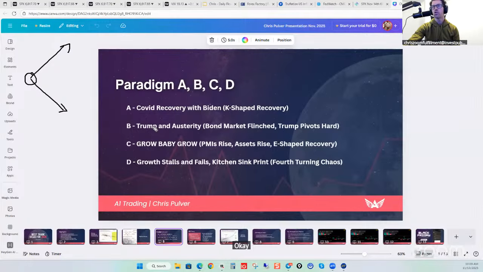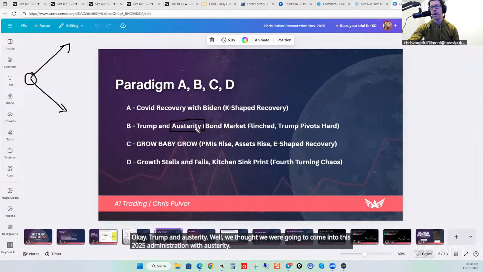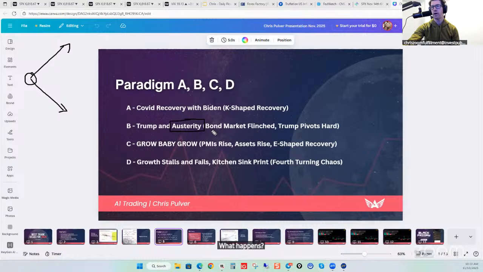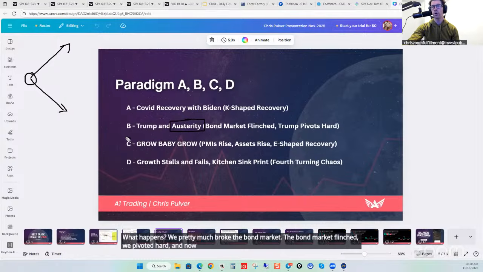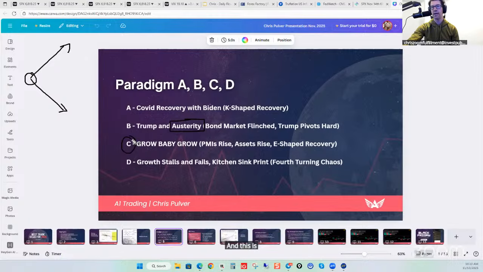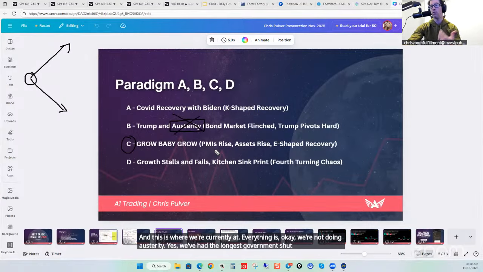Okay. Trump and austerity. Well, we thought we were going to come into this 2025 administration with austerity. What happened? We pretty much broke the bond market. The bond market flinched. We pivoted hard, and now we're going to go to paradigm C. And this is where we're currently at. Everything is okay. We're not doing austerity. Yes, we've had the longest government shutdown in history. Maybe we've trimmed some things. I don't know if it's going to lead to a leaner, meaner government.